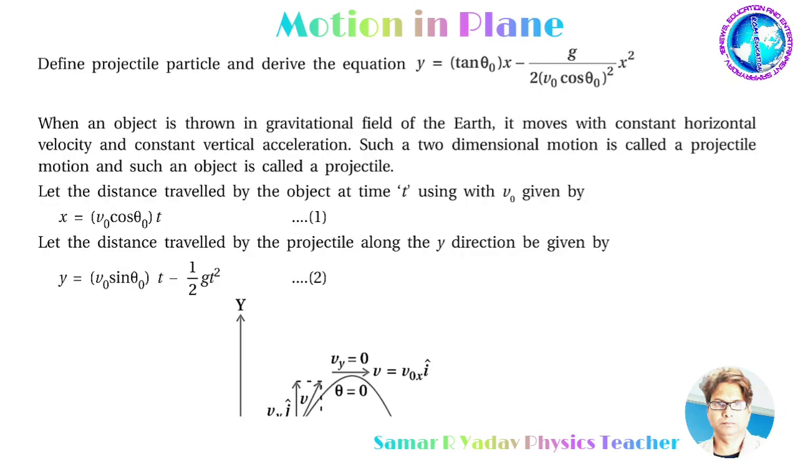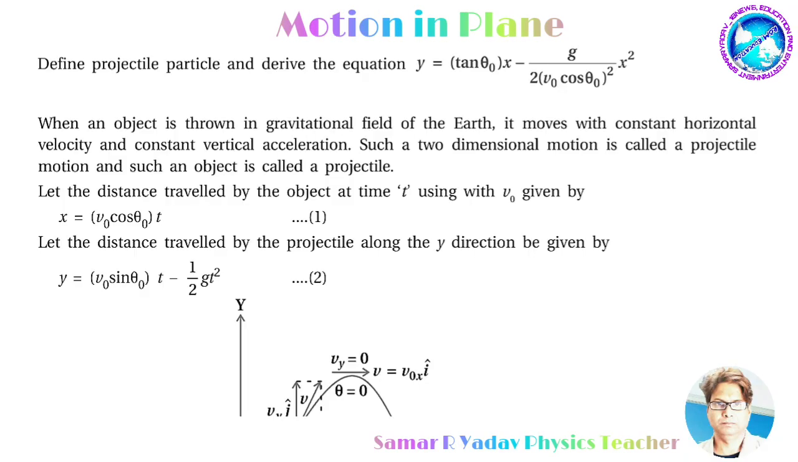Define projectile particle and derive the equation y = (tan θ0)x − g/(2(v0 cos θ0)²) x². When an object is thrown in a gravitational field of the earth, it moves with constant horizontal velocity and constant vertical acceleration. Such a two-dimensional motion is called projectile motion, and such an object is called a projectile.